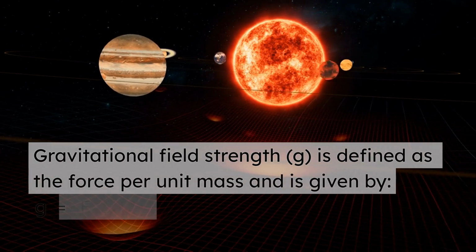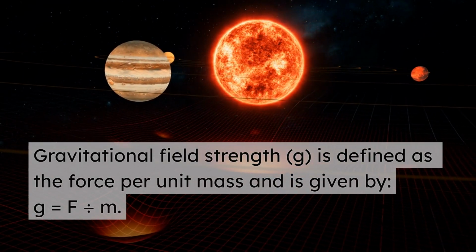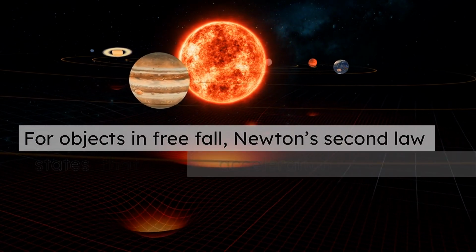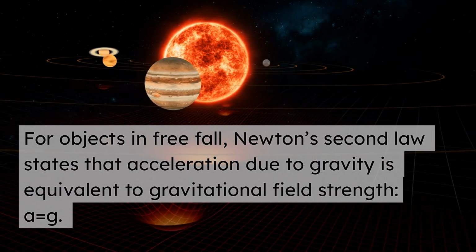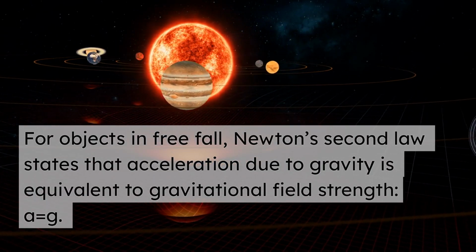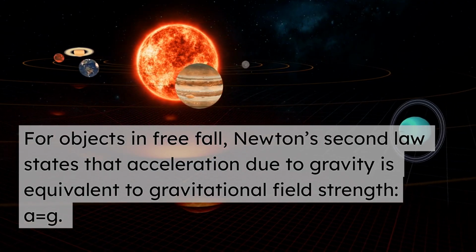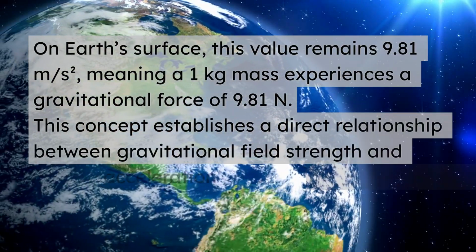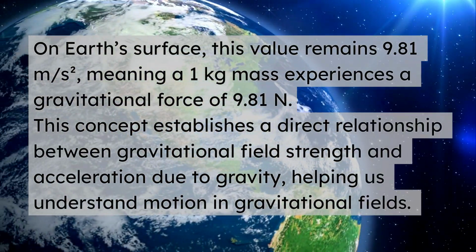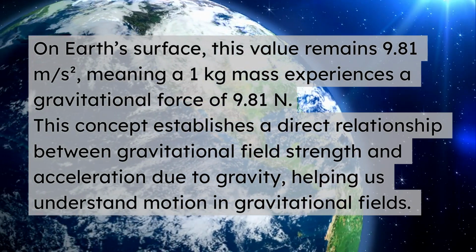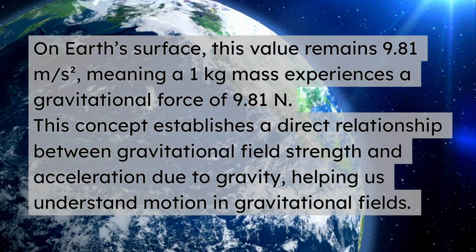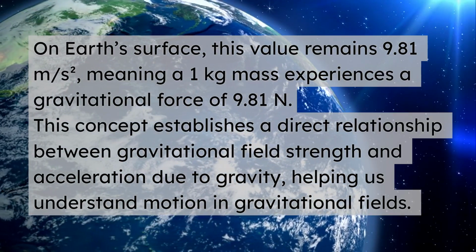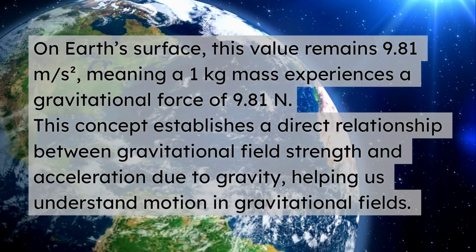Gravitational field strength, g, is defined as the force per unit mass and is given by g = F/m. For objects in free fall, Newton's second law states that acceleration due to gravity is equivalent to gravitational field strength, equals g. On Earth's surface, this value remains 9.81 meters per second squared, meaning a 1 kilogram mass experiences a gravitational force of 9.81 N. This concept establishes a direct relationship between gravitational field strength and acceleration due to gravity, helping us understand motion in gravitational fields.